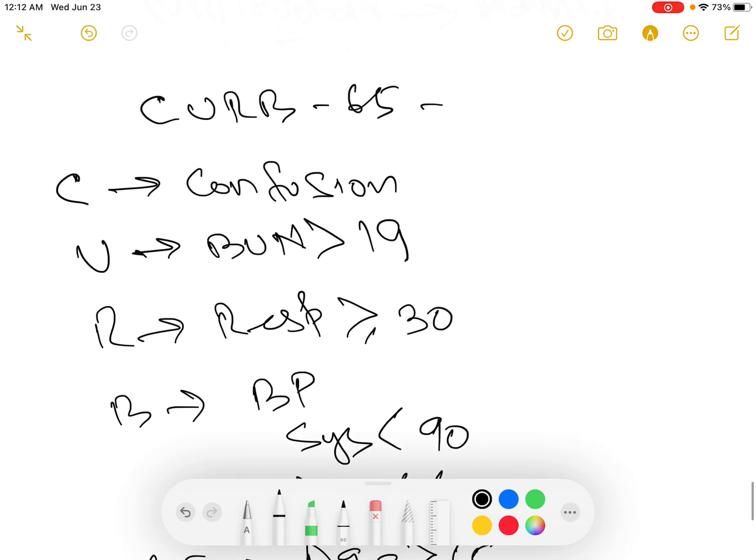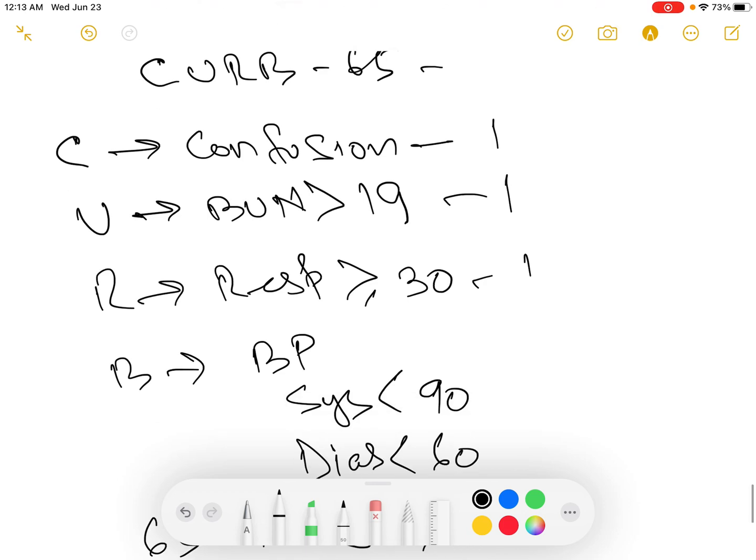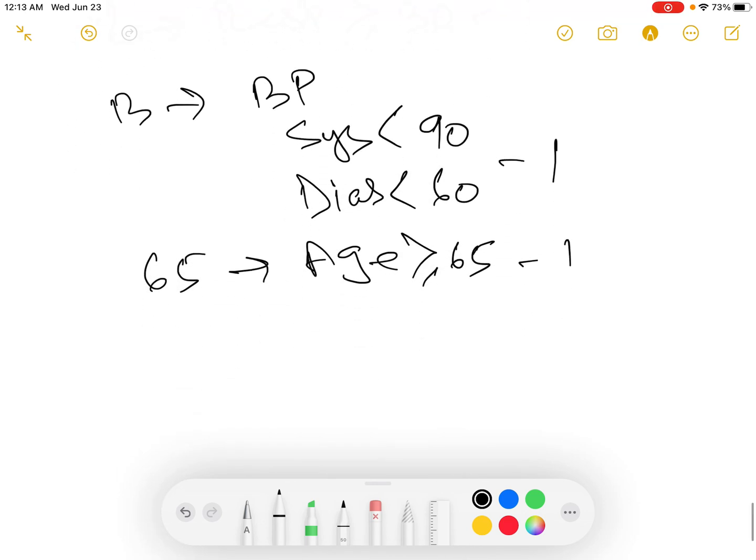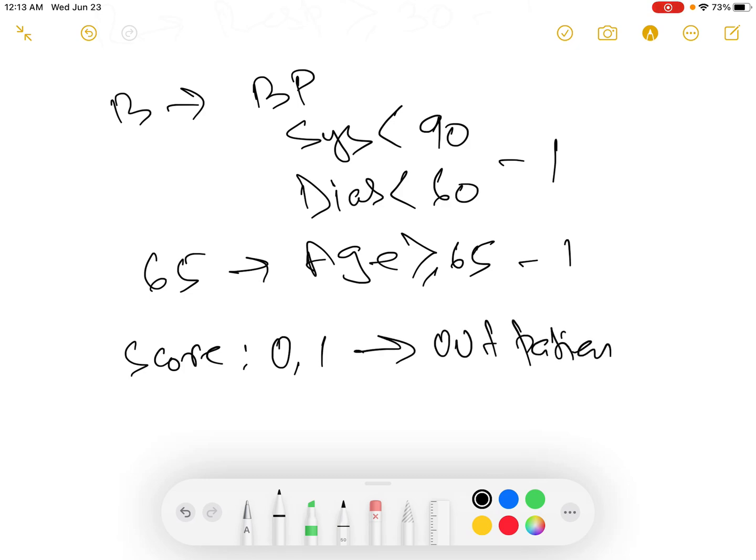And you get 1 point for each. So 1, 1, 1, for a total of 5 points. Okay. And the rule is this: if the CURB-65 score is 0 or 1, you can send the patient home, outpatient treatment. And 2 to 5, inpatient treatment. Okay. So this really helps you to make a decision.